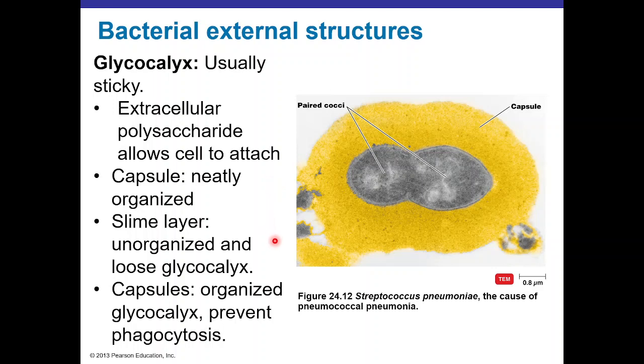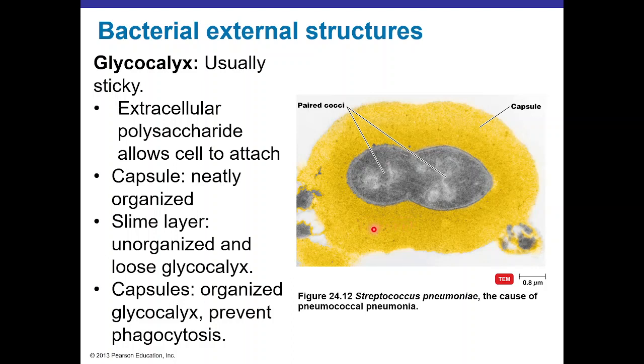So then now let's talk about the characteristics and the names of the bacterial external structures. So glycocalyx is an external coat of the bacteria that usually is sticky. And this glycocalyx is made of polysaccharide. Polysaccharide is basically a polymer of saccharides or sugars. And this extracellular material, the bacteria use it for attaching to surfaces to form biofilms.